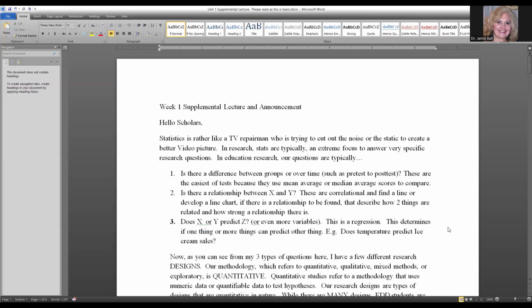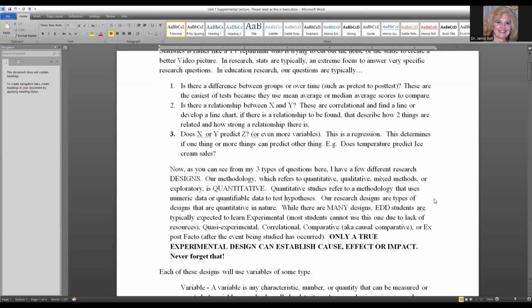So if we took the average hourly temperature and then the number of ice creams sold for each hour, if it predicts the average ice cream cones, the number of ice cream cones sold, we would know for every temperature change how many more or less ice cream cones we'd sell. Now, as you can see from my three types of questions here, there's a few different research designs. Remember, we're discussing quantitative methodology.